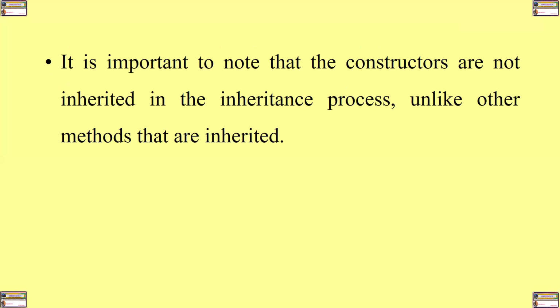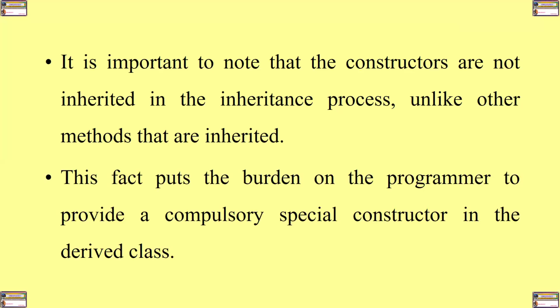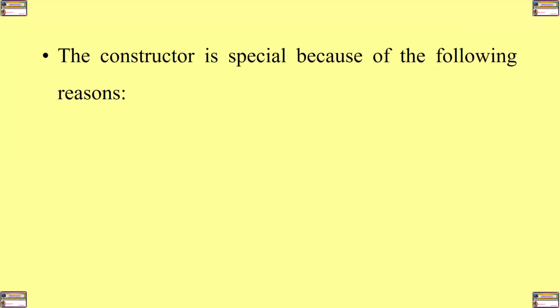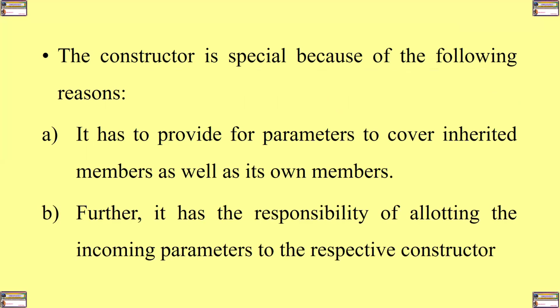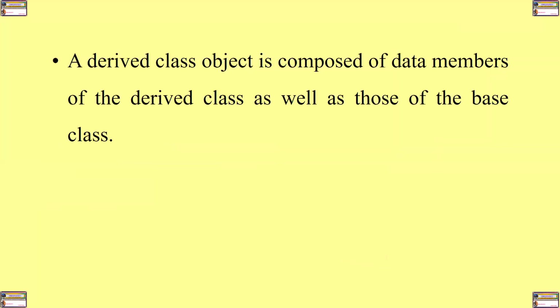It is important to know that the constructors are not inherited in the inheritance process, unlike other methods that are inherited. This fact puts the burden on the programmer to provide a compulsory special constructor in the derived class. The constructor is special because of the following reasons. Number one, it has to provide for parameters to cover inherited members as well as its own members. Secondly, it has the responsibility of allotting the incoming parameters to the respective constructor.